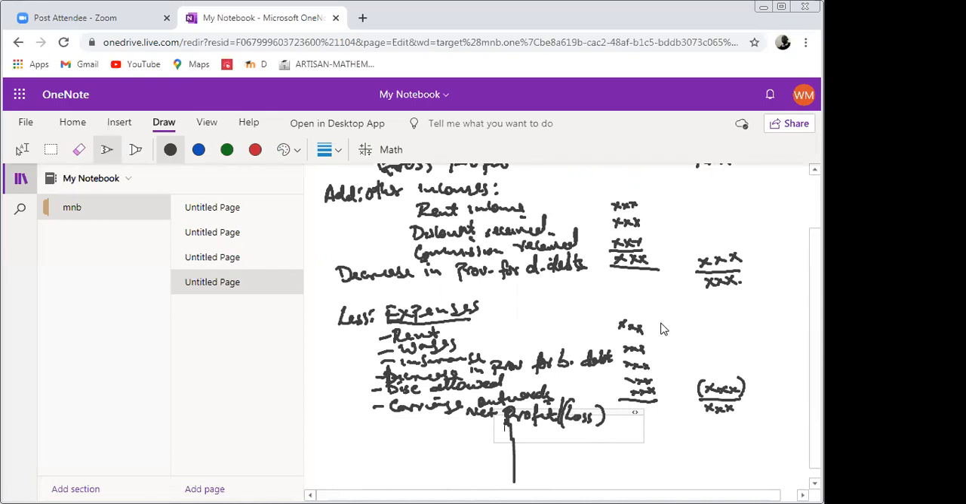But anytime you will find this question in an exam, you will always be given a trial balance, and then below the trial balance, you will be given additional information.